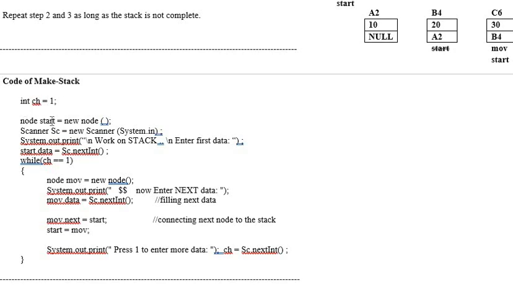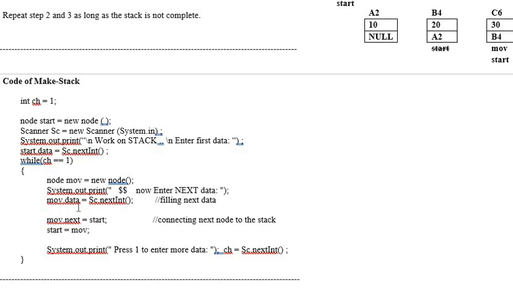Now, node start is a new node. That means allocation of memory for start, where it was starting with A2. Now we take input. The input goes in for start dot data because data is the integer part. And the first one is created, the constructor will take care of putting null in it, that we saw in the previous program example in the previous video. And now while choice is equal to 1, that means as long as I want to carry on, a new node is created which is named move, and then its data is entered, like you want to enter more data.